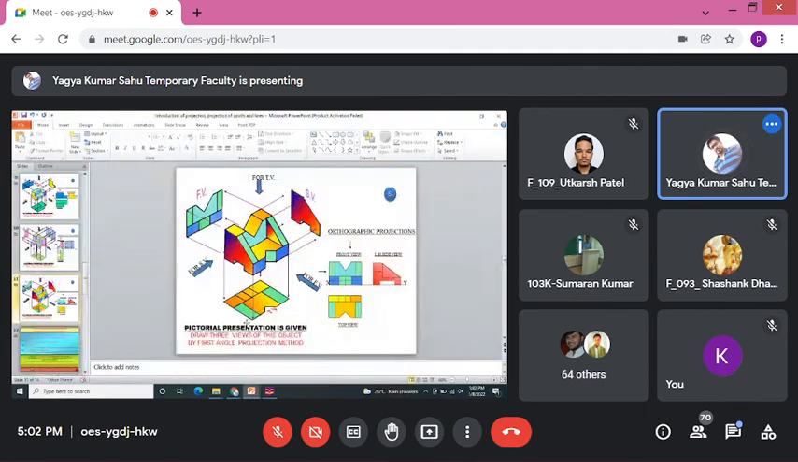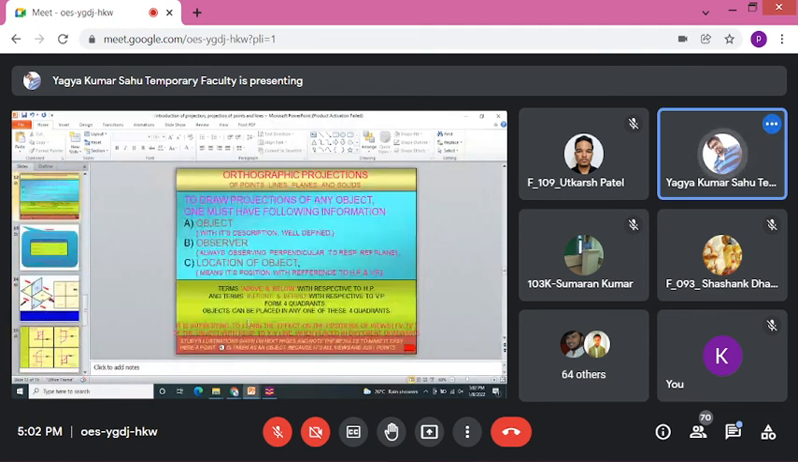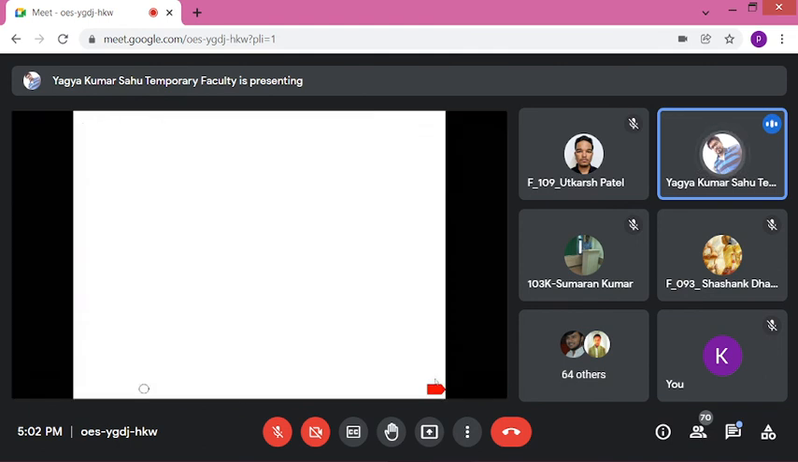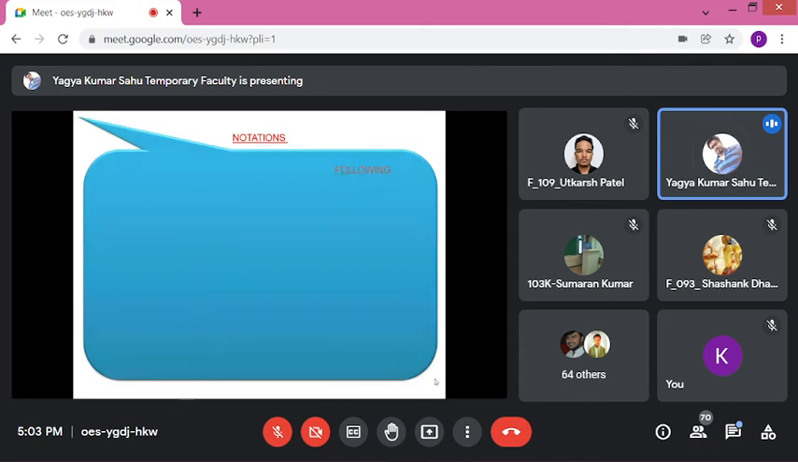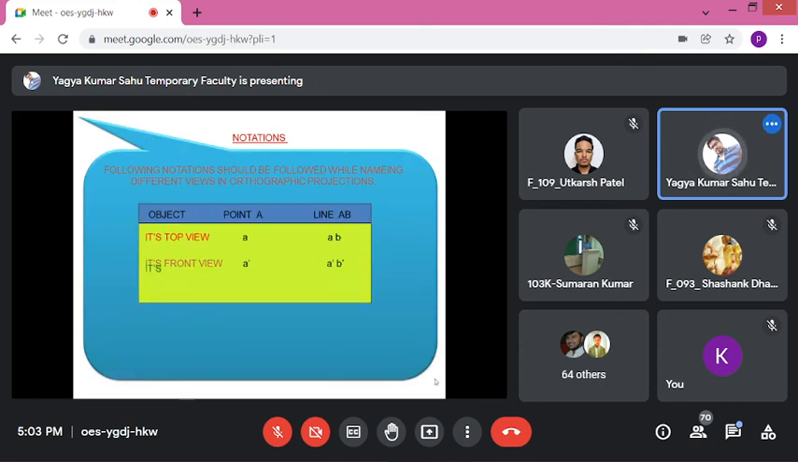Let us go directly to projection of points, orthographic projection of points. To draw the projection of any object, we require these 3 things. First is the object, then the observer, and the location of the object. Location of the object means we need the quadrant of the point, whether it is in the first, second, or third quadrant. So let us see the projection of a point in different quadrants.